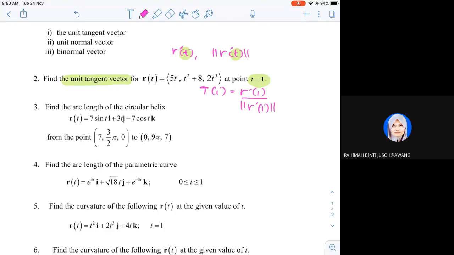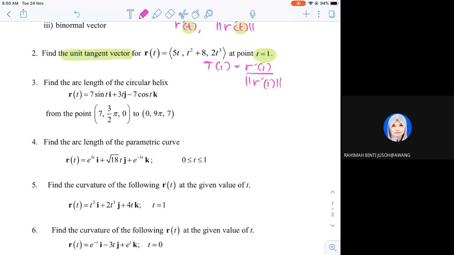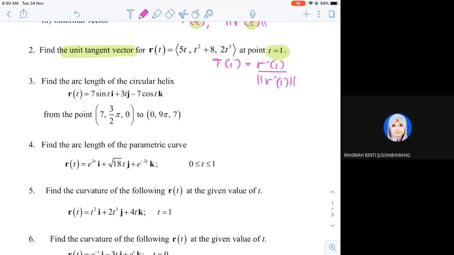Alright, so I'm not going to show you the solution because it's very simple. Don't worry guys, I will give the solutions in our group WhatsApp later, after the class. So next, let's take a look at question number 3.